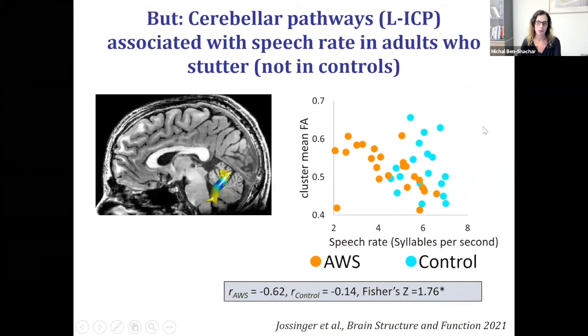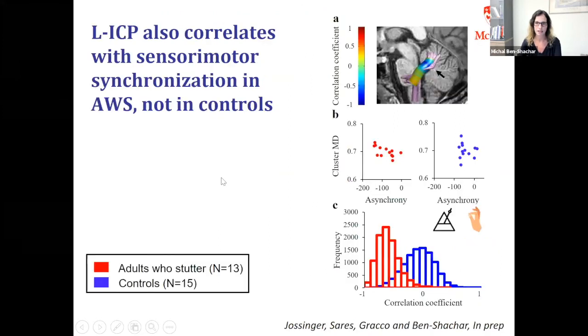However, if you look at the association along the pathways with speech rate, in the left inferior cerebellar peduncle there is a significant association in the stuttering group, and there is no association whatsoever in the control group. And this difference in associations was significant. So this is just out now in Brain Structure and Function. And I think this is an interesting finding, and we'll discuss it in a minute.